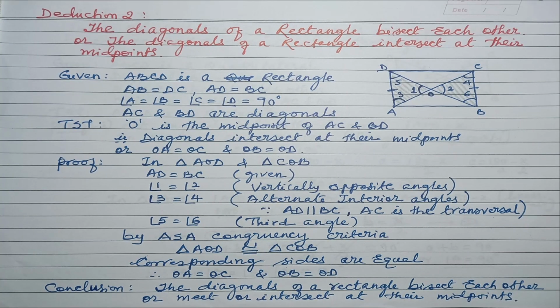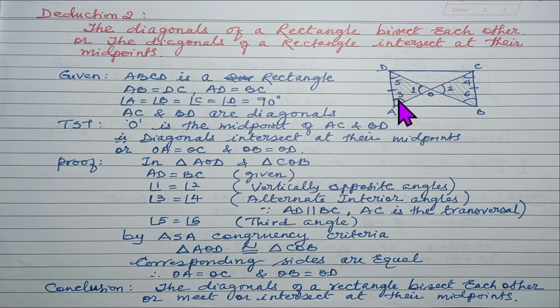Now, deduction number 2: the diagonals of a rectangle bisect each other, or the diagonals of a rectangle intersect at their midpoints. Now, what is the meaning of this? Now, we have a rectangle ABCD. The AC and BD are the diagonals. Now we have to prove that these two diagonals, that is AC and BD, intersect each other such that they bisect each other, or O is the midpoint of AC and O is the midpoint of BD, or AC and BD intersect at the midpoint of the two diagonals AC and BD.